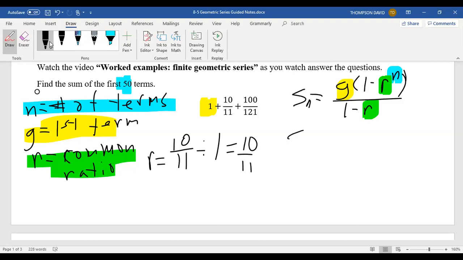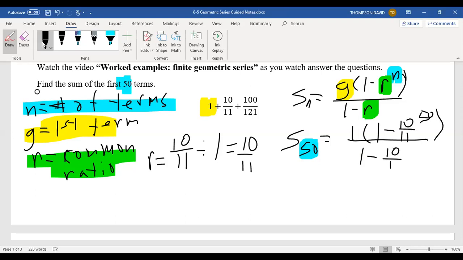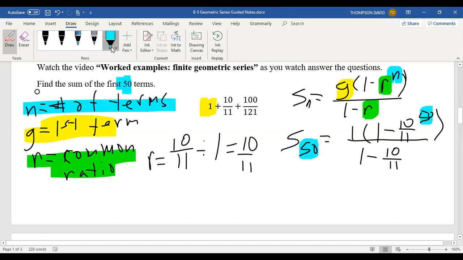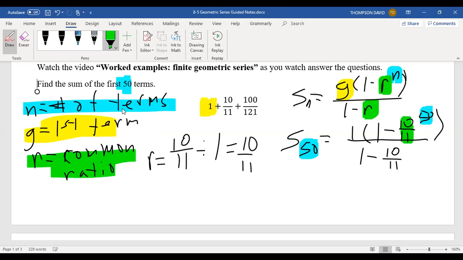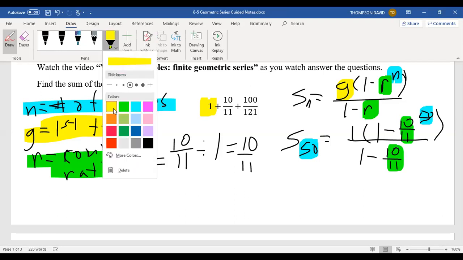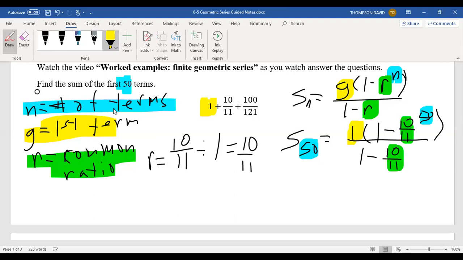To get the sum of the first 50 terms, you plug in 50. We plug in our first term, which is 1, times parentheses 1 minus my common ratio, which is 10/11 to the 50th, all that over 1 minus 10/11. I'll highlight the 10/11 to the 50 in blue, since that's my number of terms. We know the ratios are just common ratios. We'll do that in green, and we'll do the first term in yellow. From here, it's just a calculator problem.